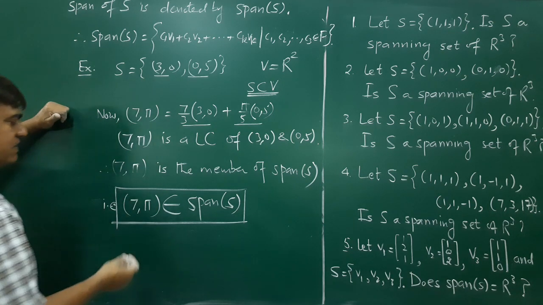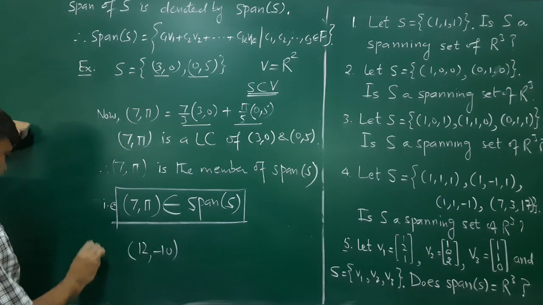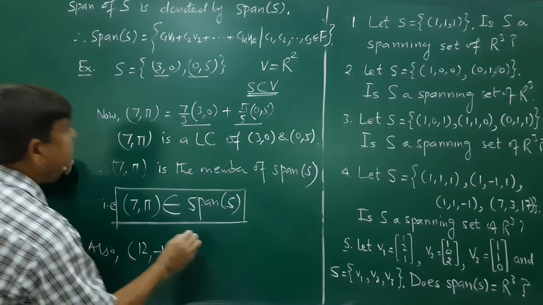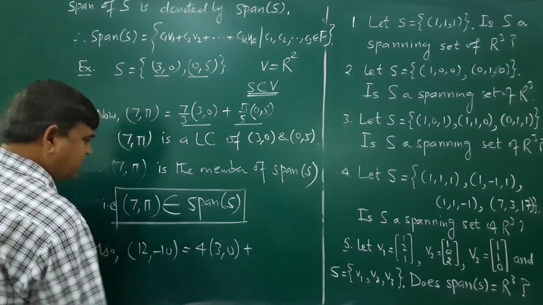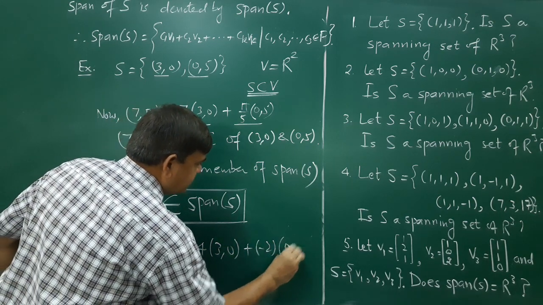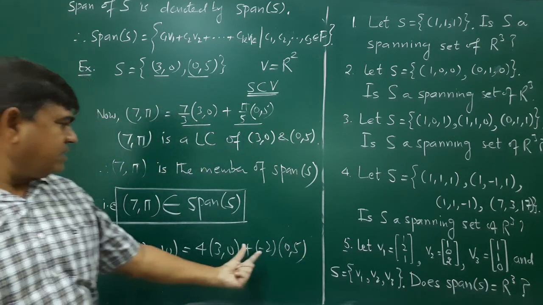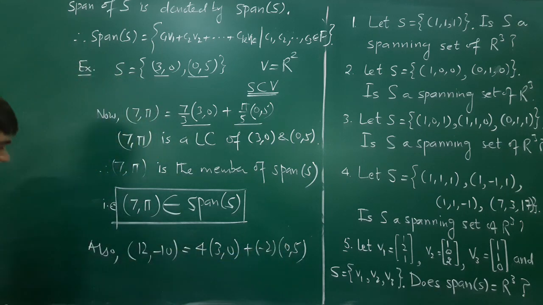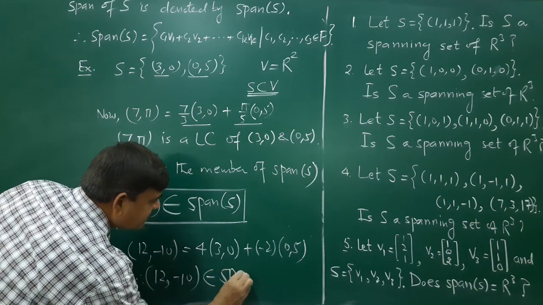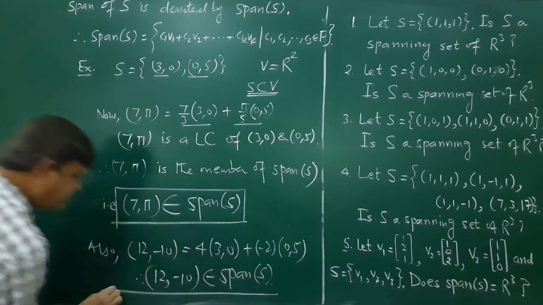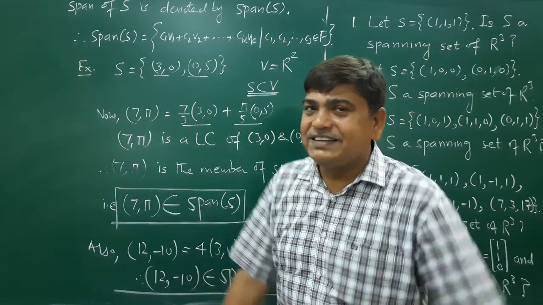Similarly, we write one more example. Suppose I write 12 comma minus 10. Then I write it in terms of 4 times 3 comma 0 plus minus 2 times 0 comma 5. Check the calculation. 4 times gives 12 comma 0, and this is yes. Therefore, 12 comma minus 10 belongs to the span of this. Is it understood?